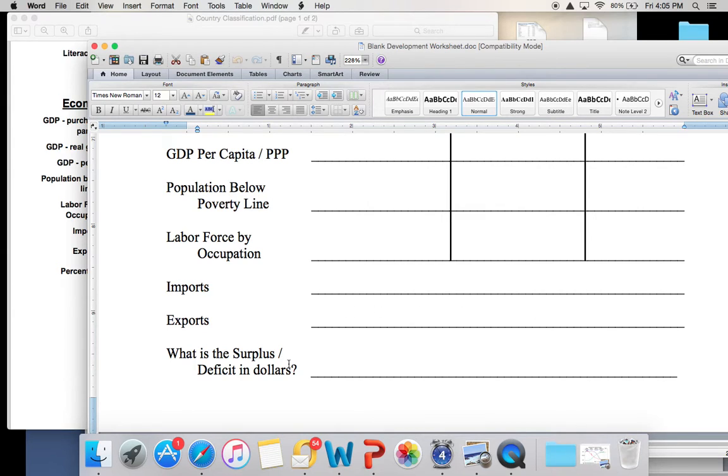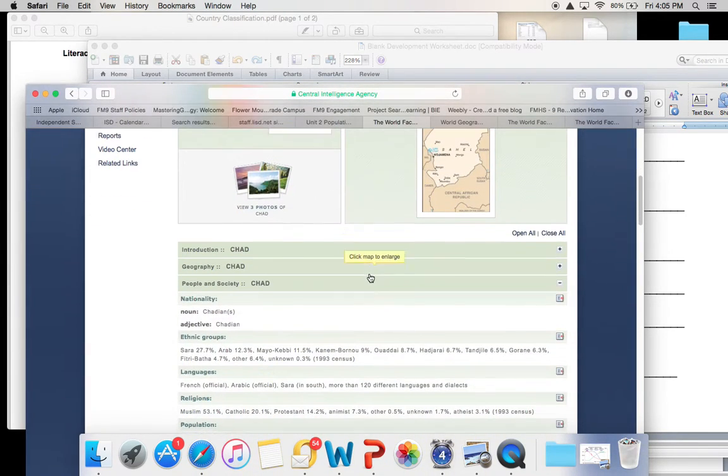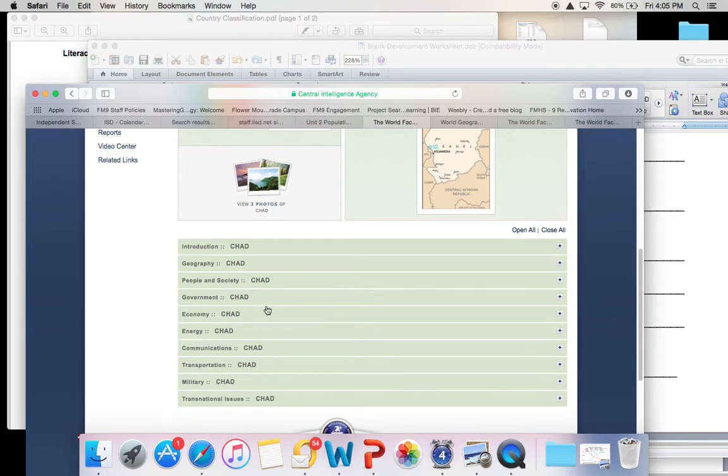In the surplus or deficit, that's when you look at your, I'm already longer than I would like to be. But you go back up here, we're still in Chad. You're going to look at your economy.